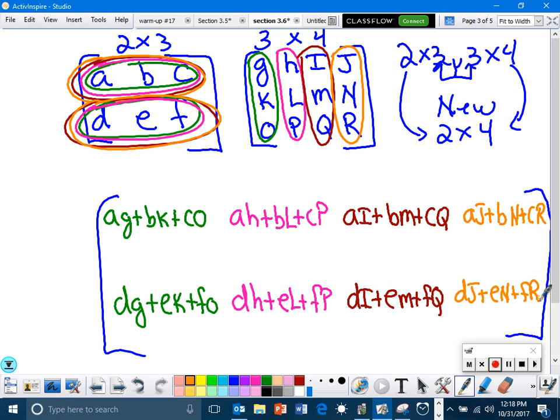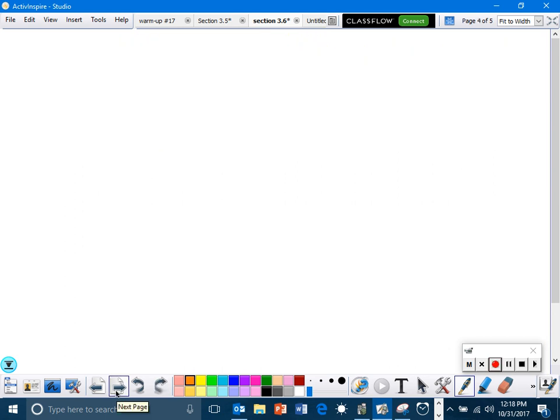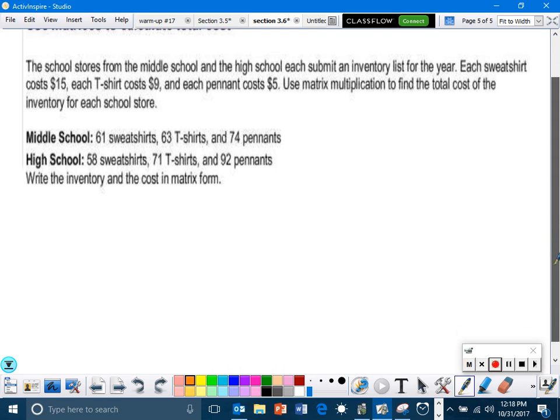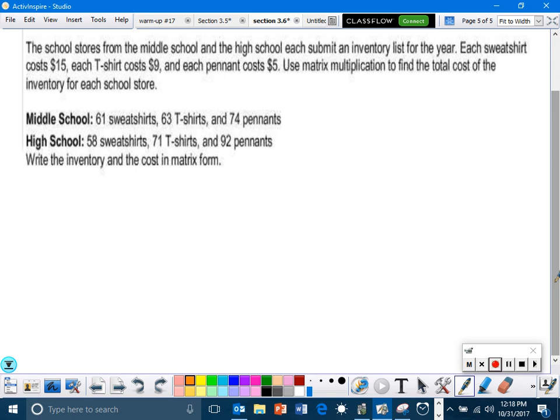Okay, so now let's look at a word problem. Use matrices to calculate the total cost. The school store for the middle school and the high school each submit an inventory list for the year. Each sweatshirt costs $15, each t-shirt costs $9, and each pennant costs $5. Use matrix multiplication to find the total cost of the inventory for each school. All right, so we have to set up a matrix.